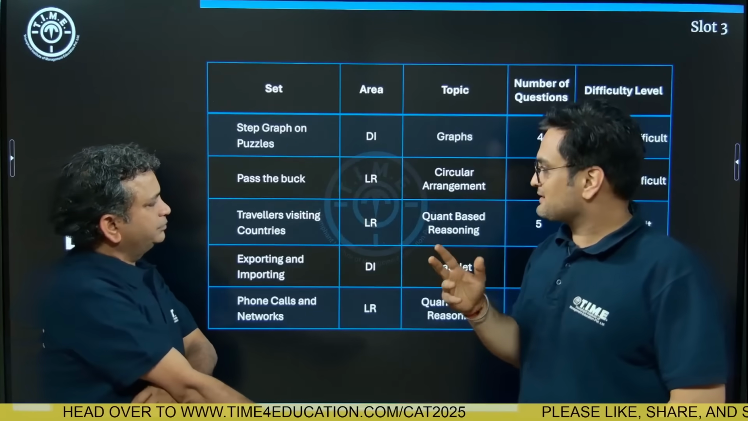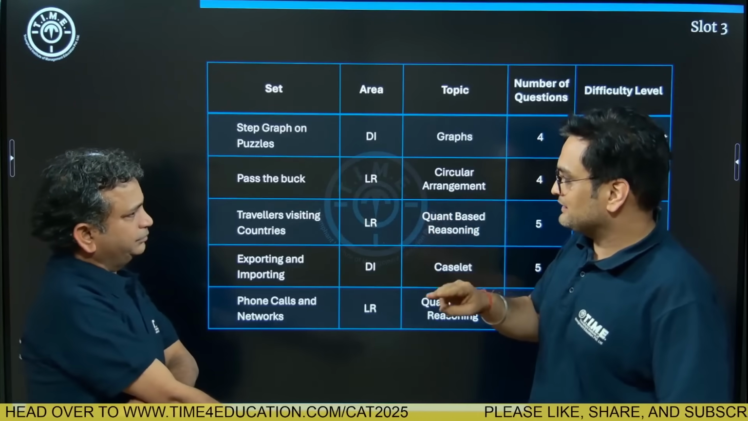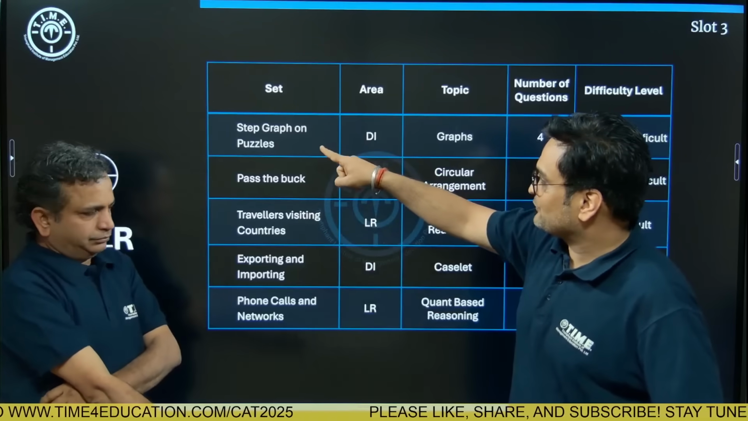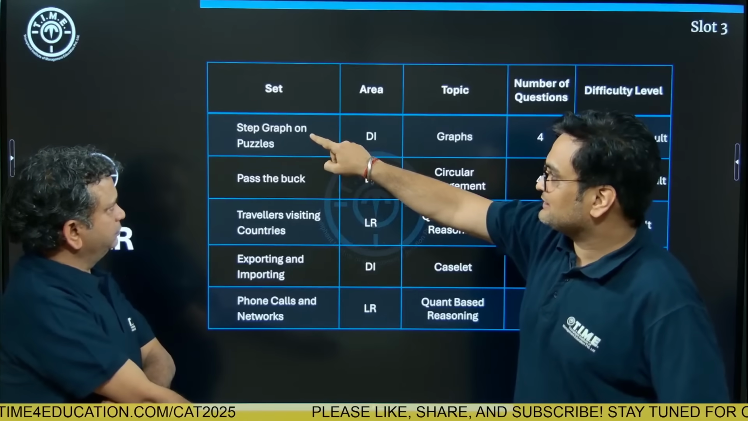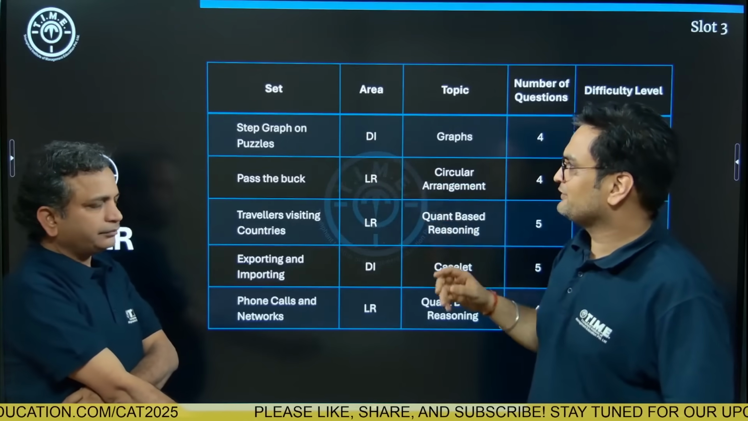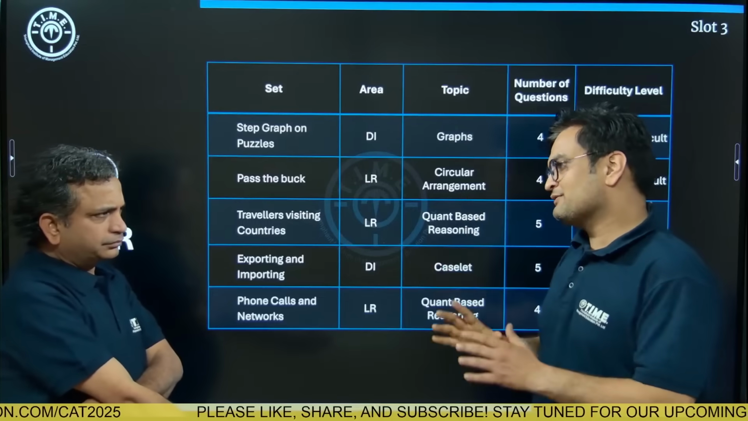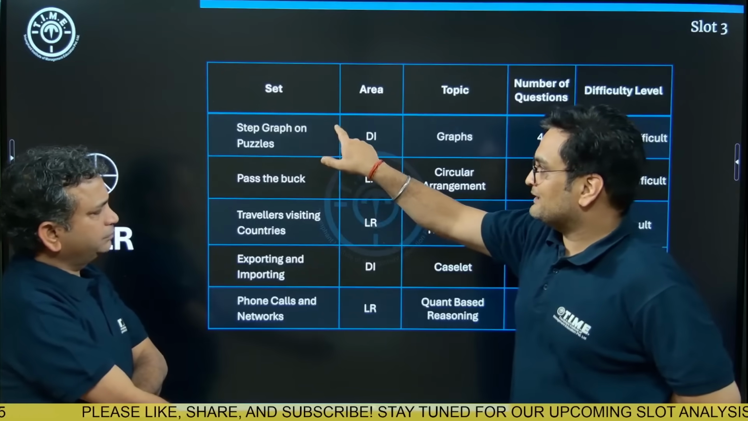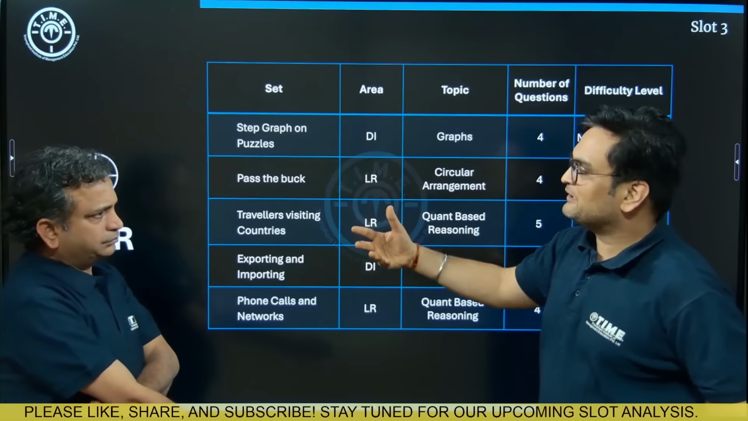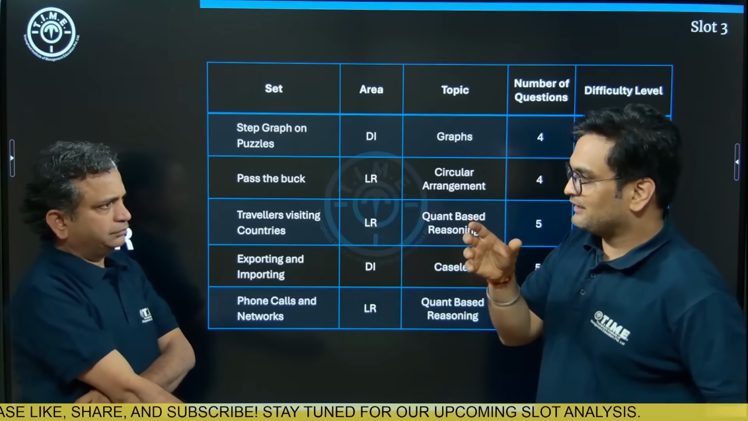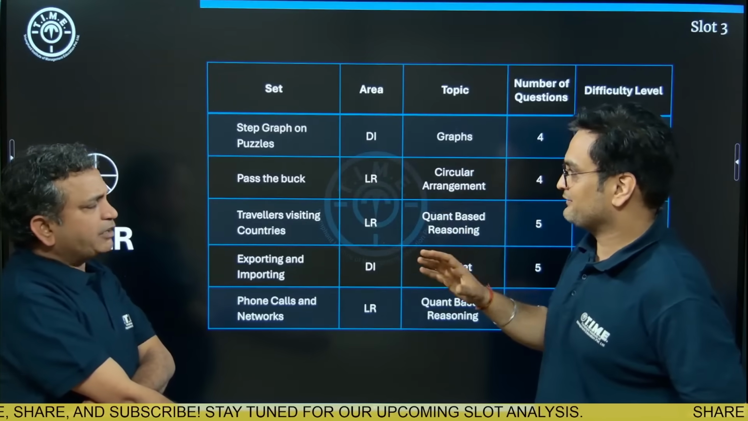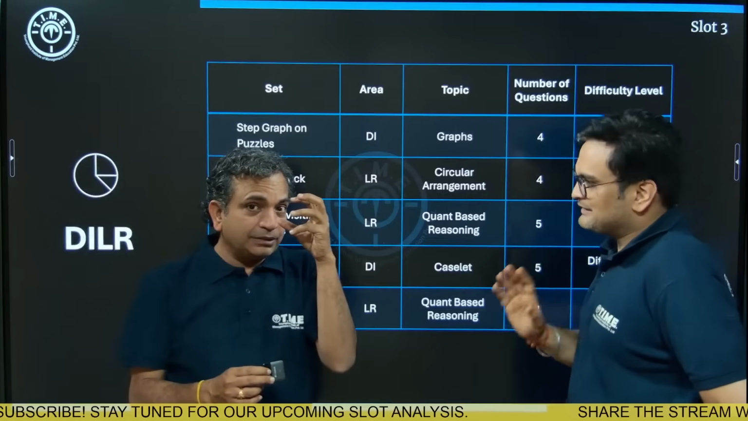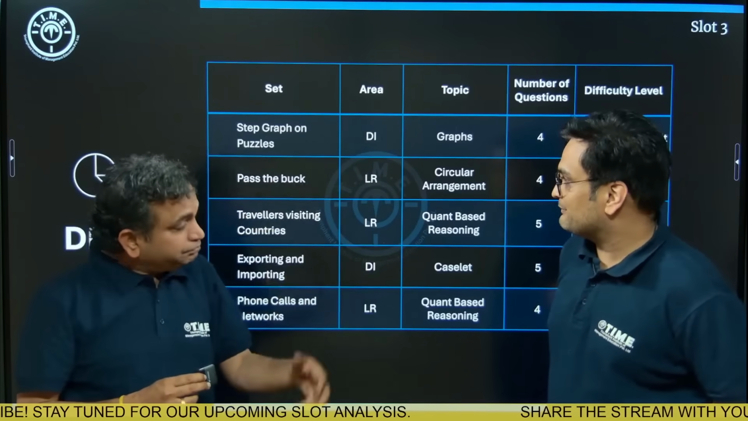There were 2 sets of 5 questions each and 3 sets of 4 questions each. If you go through the sets, for example, the first set presented here, the step graph, was one of the sets which was doable in this slot. If someone was able to identify that and start with that set, they would definitely have had an advantage over the others. But I've been told there were 2 graphs in this set which could have made the selection slightly tougher.